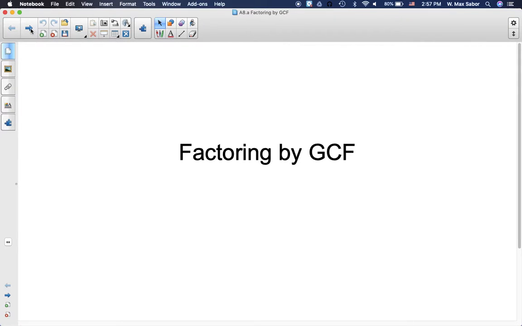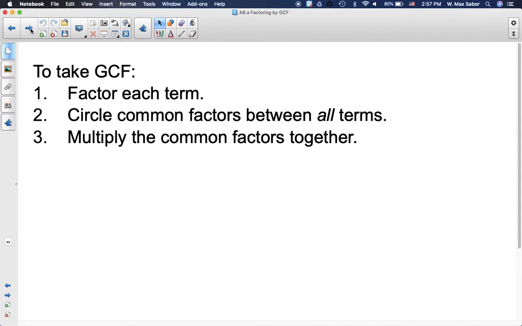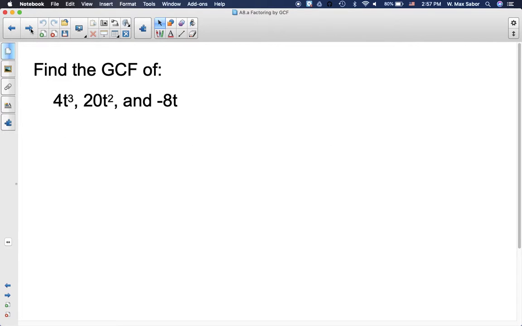Factoring by greatest common factor. So to factor by greatest common factor, we factor each term, circle common factors between all terms, and multiply the common factors together. So if we're finding the greatest common factor of these, what we're going to do is we're going to factor each of them first.